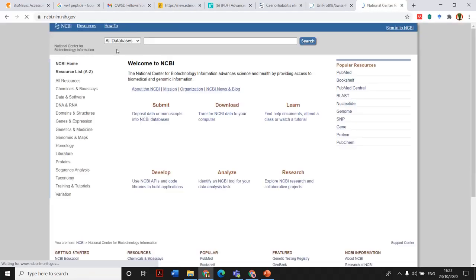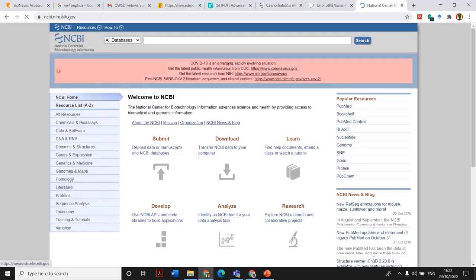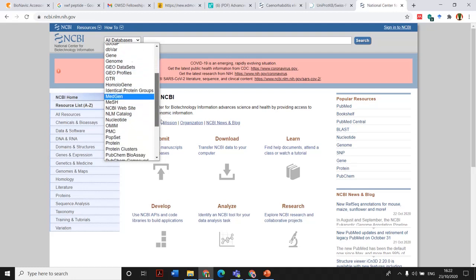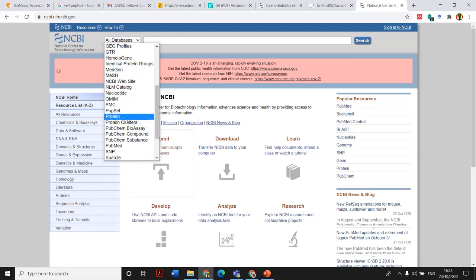So this is basically an American-based, National Institute of Health-based database. It's called the National Center for Biotechnology Information. So already you can see it's about bioinformatics, and you can have these databases. These are all different things, but what we are more interested in is gene, genome, nucleotide, protein clusters. These things we are going to look at just for structure.